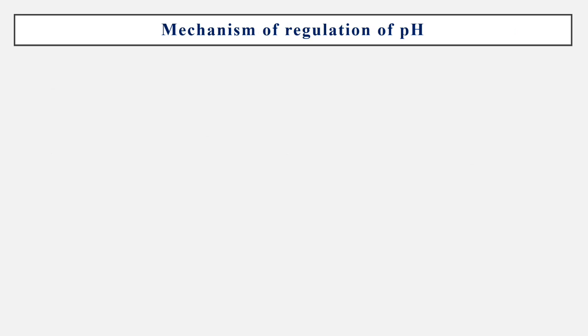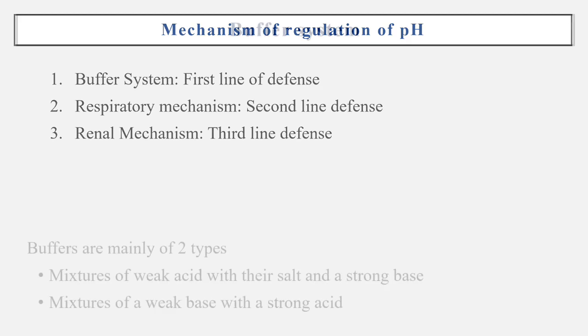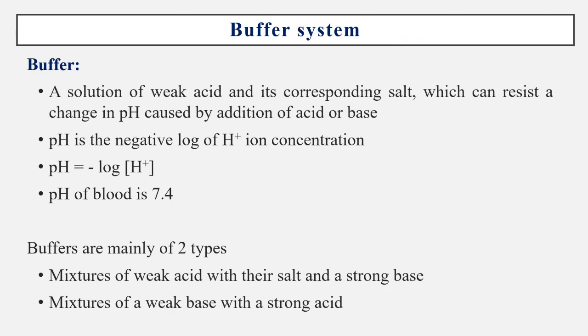Next, coming to the mechanism of action of regulation of pH. There are three types. One is the buffer system, which is the first line of defense. The respiratory mechanism is the second line of defense, and the renal mechanism is the third line of defense. First, coming to the first line of defense, the buffer system.